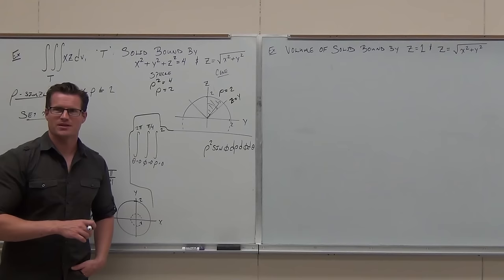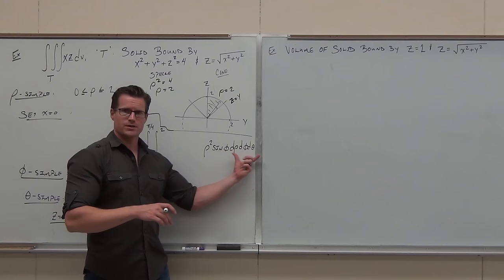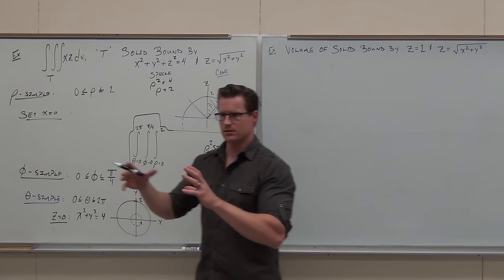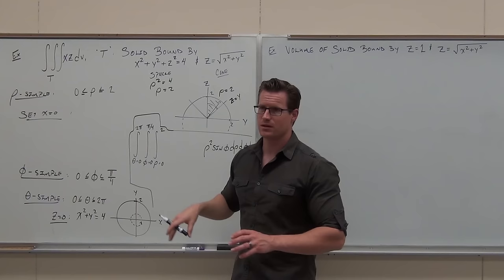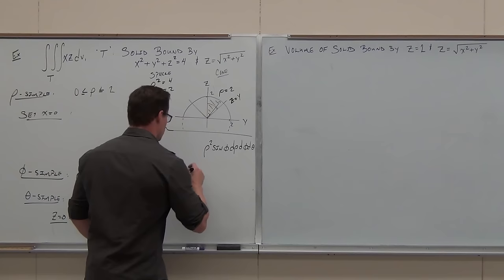No, it's just right. Rho squared sine phi, all this stuff has to be there. This is there every single time. What else has to be here? XZ. Only you're not going to put XZ. What would you put here? Good. So we need to find X.